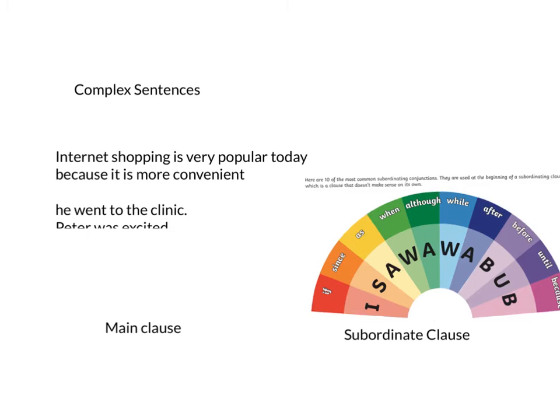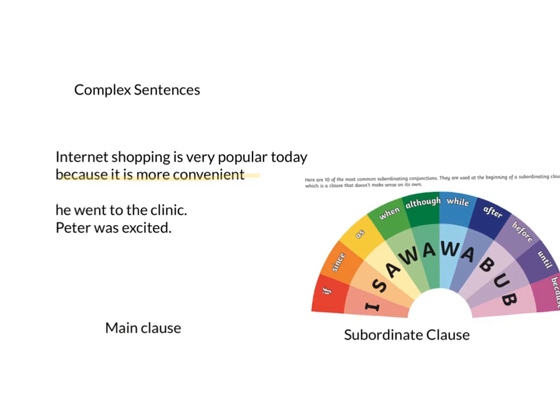Now, the reason that this is a complex sentence is this ending part, because it is more convenient, isn't a sentence on its own. If you said to somebody, Jimmy, because it is more convenient, Jimmy would respond with, what are you on about? Because it's more convenient is not a sentence on its own. It doesn't have any weight. And if you said it on its own, it wouldn't really make any sense. So it needs to have a main clause to prop it up. Without a main clause, it makes no sense.